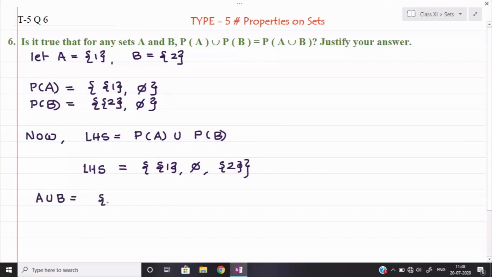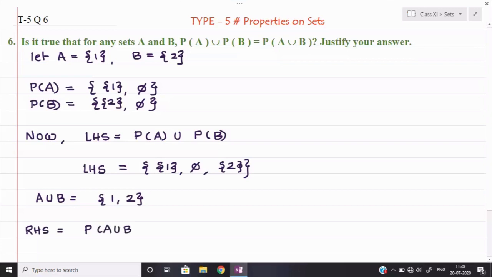So A union B is equal to {1, 2}. Only two elements are there in A and B, so if I compile them, A union B comes to {1, 2}. Now let us find the value of RHS. So what is the RHS over here? P of A union B.